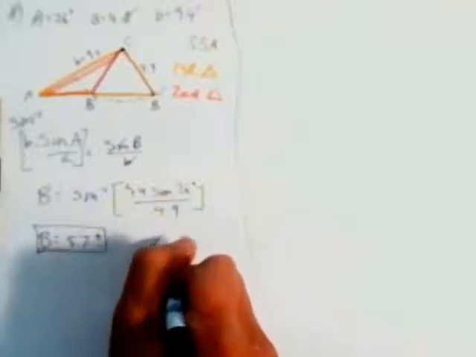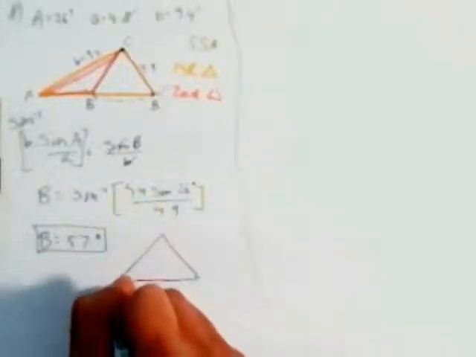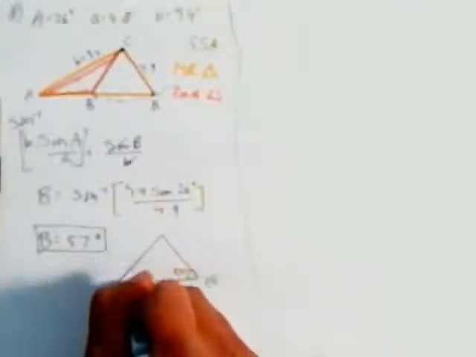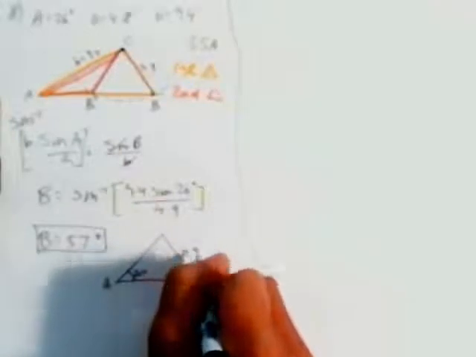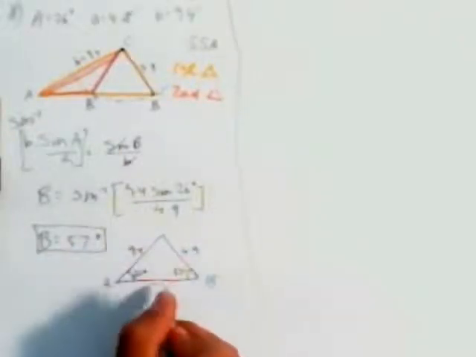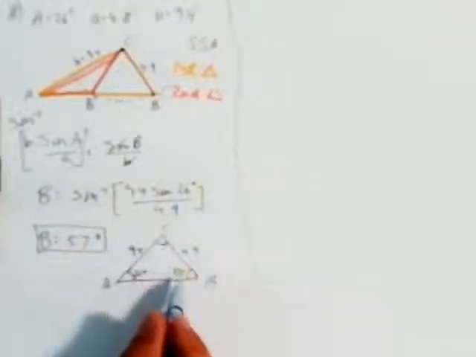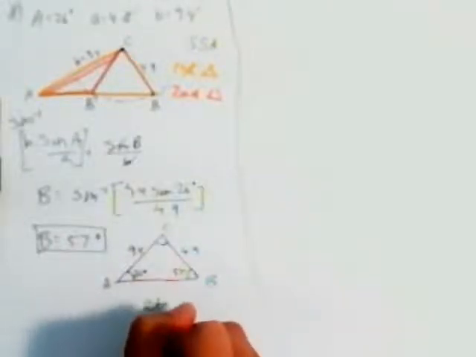Now let's redraw it just to make sure that you kind of understand what's going on. B is right over here, it's 57 degrees. A is right over here, which is 26 degrees. And this is 4.9, this is 9.4. And you can figure out what this angle C is by using angle sum for the 180. And you can figure out what little c is now by using the law of sines. We're about 3/4 of the way done.